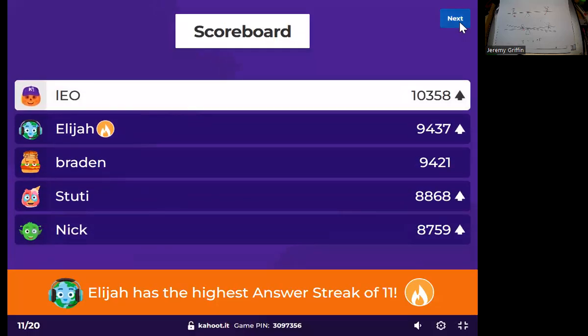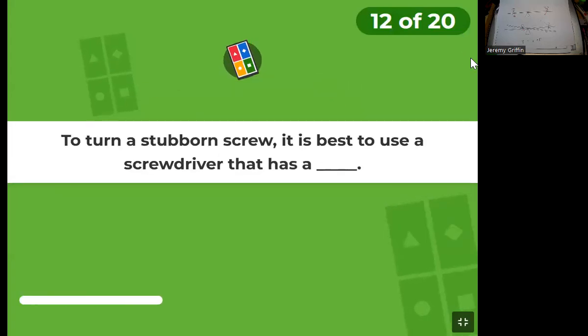Elijah on fire, IEO back to the top spot. To turn a stubborn screw, it's best to use a screwdriver that has a what?